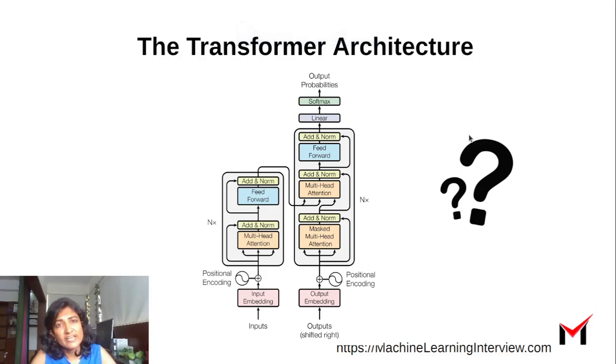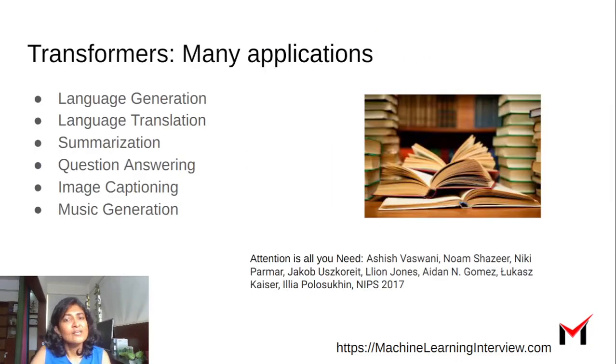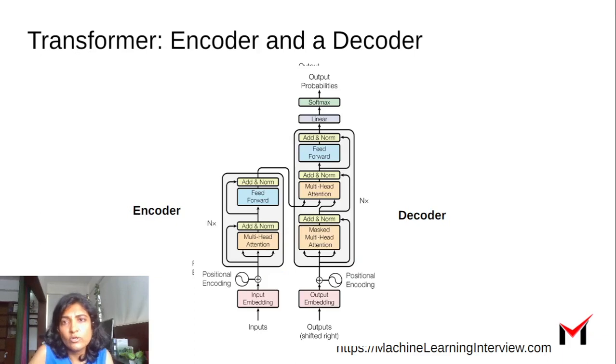The transformer architecture. Attention Is All You Need is a paper that came out in NIPS 2017, and since then there are many applications that have started using the transformer model for language generation, translation, summarization, question answering, image captioning, music generation, and many more applications, right? So in this video we want to briefly look at the different components in the transformer model at a high level. We'll have a detailed video on each of these later.